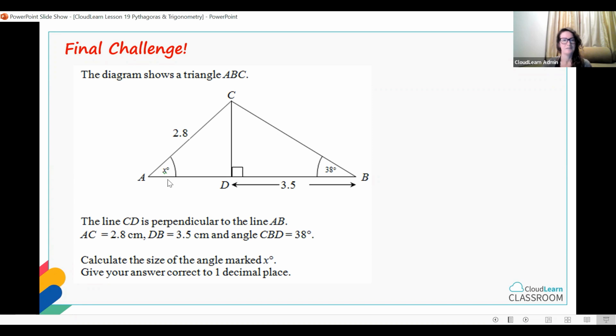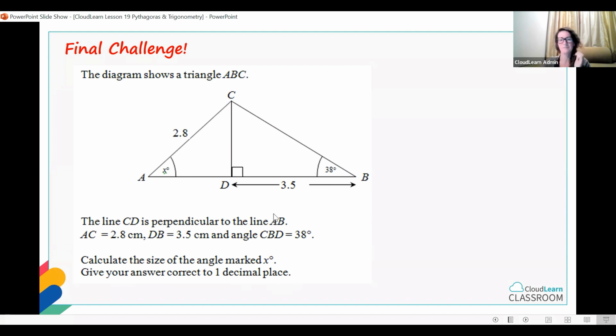Okay, so we know that AC is 2.8 centimeters. We know that DB is 3.5 centimeters, and the angle CBD, that's this one, is 38 degrees. Calculate the size of the angle marked X. So we're looking to calculate the size of this angle here. Give your answer correct to one decimal place. Okay, so they've told you how to answer it.